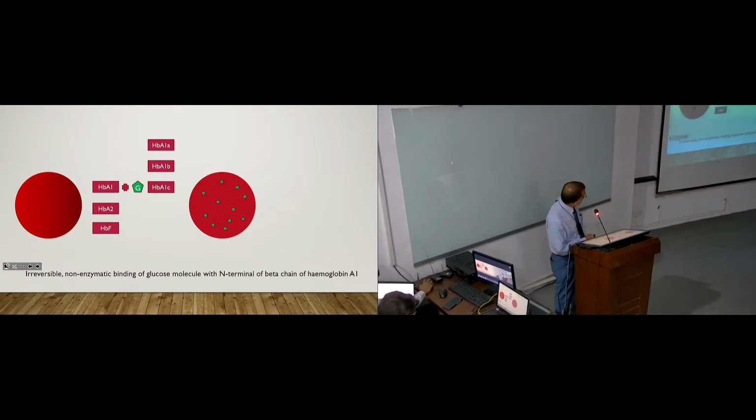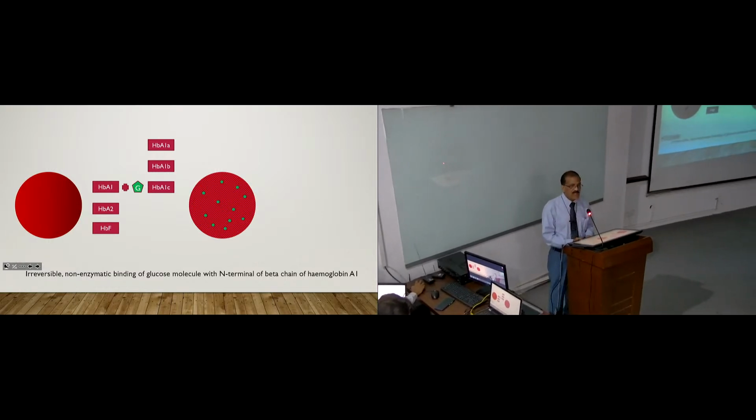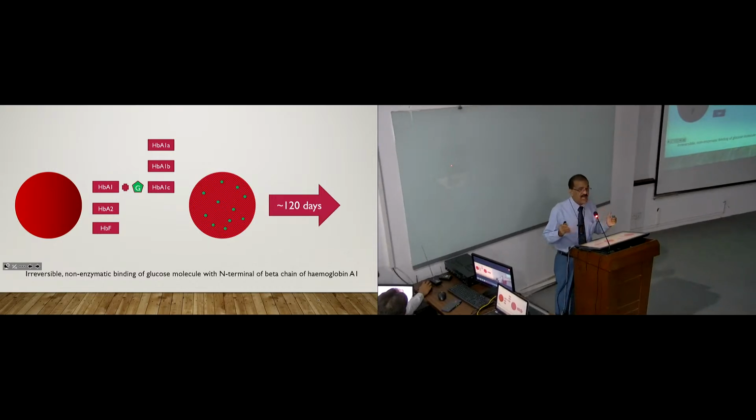Now this RBC, on the right side, is mostly hemoglobin with a little bit of glucose, and the amount of glucose is proportional to the amount of glucose in the blood over the life of that RBC. This cell is going to live approximately 120 days, and that is how long this glycated hemoglobin is going to stay in the blood.